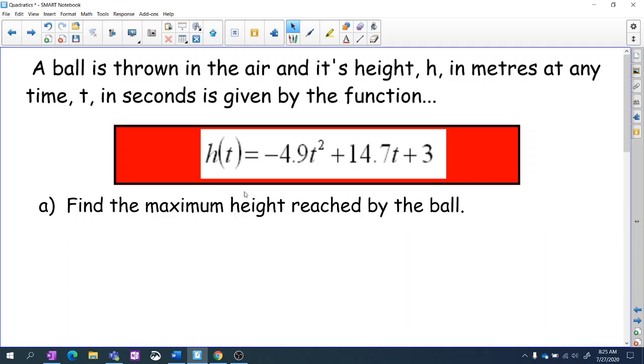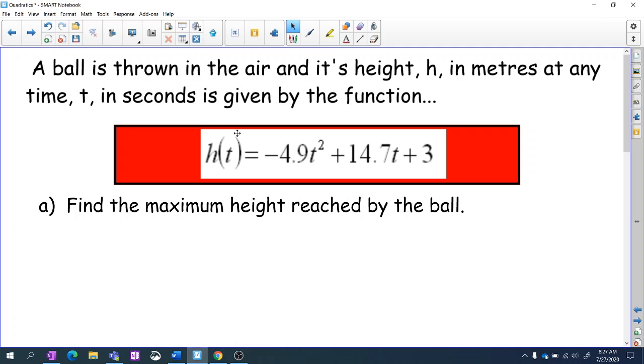So in this one, it's talking about a ball that's being thrown in the air. Its height in meters is given by this function that you see here. And then you can see you're asked a variety of questions about this particular flight path of the ball. So the first one says find the maximum height reached by the ball.